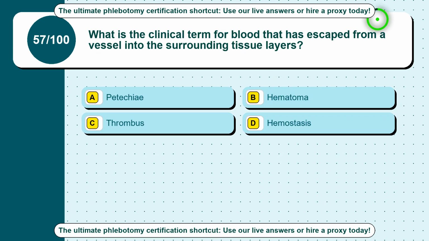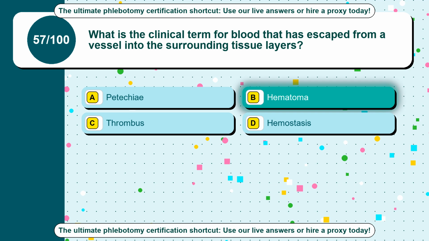Question 57. What is the clinical term for blood that has escaped from a vessel into the surrounding tissue layers? Option A, petechiae. Option B, hematoma. Option C, thrombus. Option D, hemostasis. The correct answer is option B, hematoma.